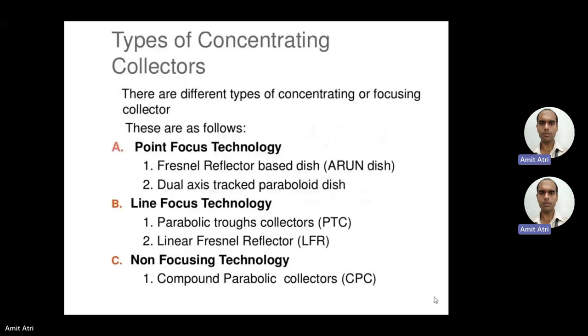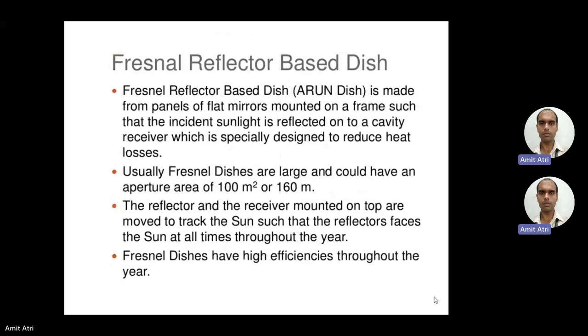Okay, types of concentrating collectors. In point focus technology, one is the Fresnel reflector based dish, and another type is the dual axis tracking paraboloid dish. Then in line focus technology, there are the parabolic trough collector and the linear Fresnel reflector. In non-focusing technology, there is the compound parabolic collector. So all of them are concentrating collectors. Now, next we will discuss them.